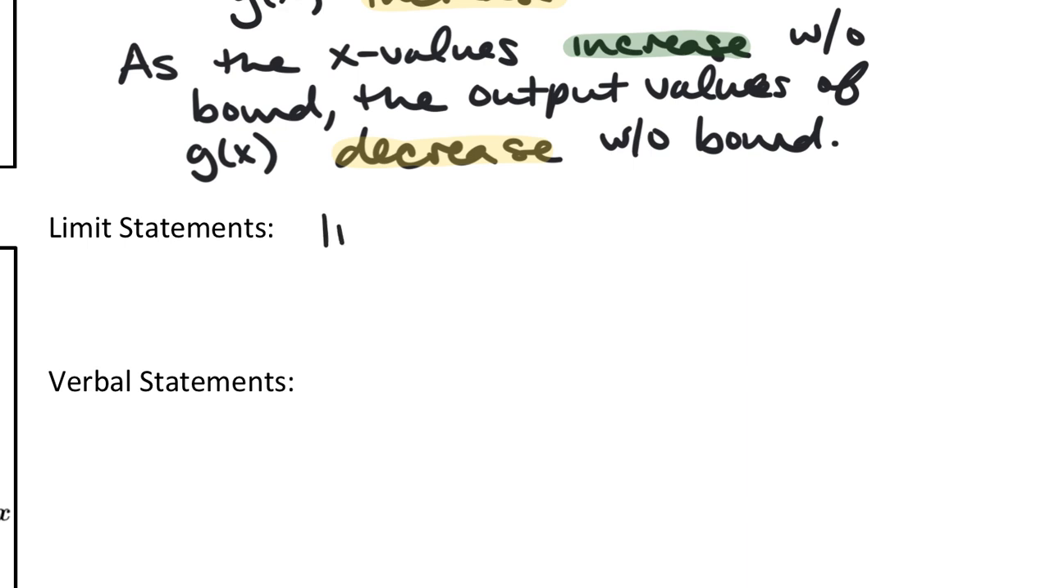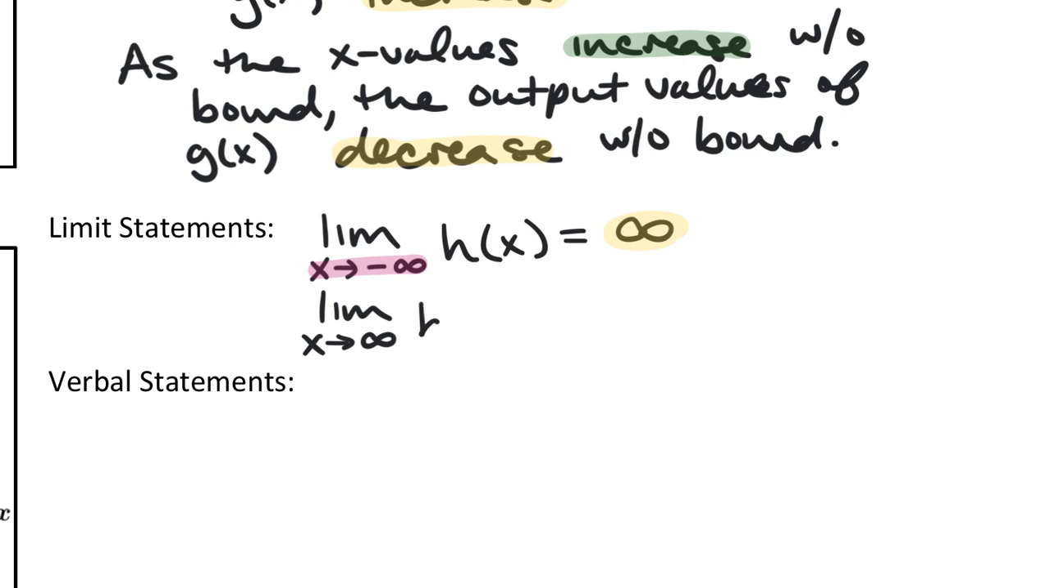So we would say the limit as x approaches negative infinity, that means I'm talking about the left side, of h of x, ooh, did we remember to change the letter? This function is called h, change the letter, is positive infinity. What I'm saying here is that on the left side the graph is going up. The other limit statement would be the limit as x approaches positive infinity for h of x. Yes, you repeat everything. It's its own limit statement. But this side is also going up. So we're saying on the right side the graph is going up.